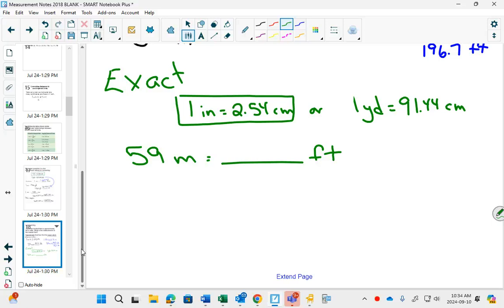I'm going to use centimeters and inches. So I'm going to start with meters and put an arrow, then I'm going to go to centimeters. That seems like something I could do easily for conversions. Then, since this is the only one that I'm going to use for an exact value, I can go from centimeters to inches. And once I have inches, I can go from inches to feet. This is the idea.